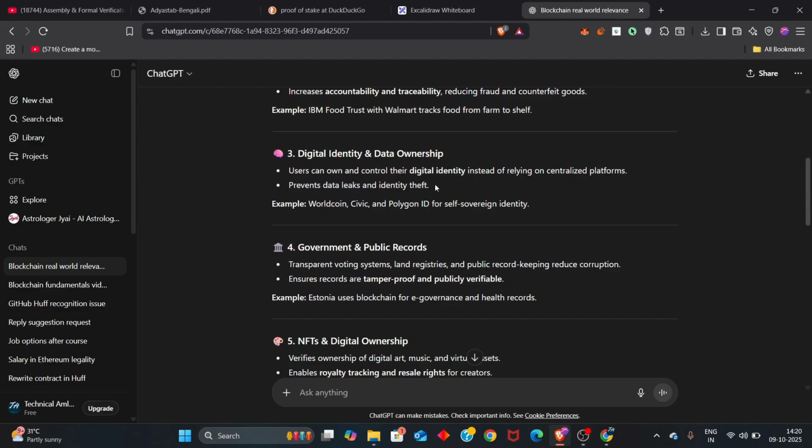This also gives you a digital identity and data ownership. This prevents data leaks and identity theft. If you make an account on the blockchain network, it will remain forever. It will not get lost. And one more thing, every piece of data in blockchain is immutable. Once it is uploaded, you cannot change it. You can transfer it or do things like that, but you cannot change it.